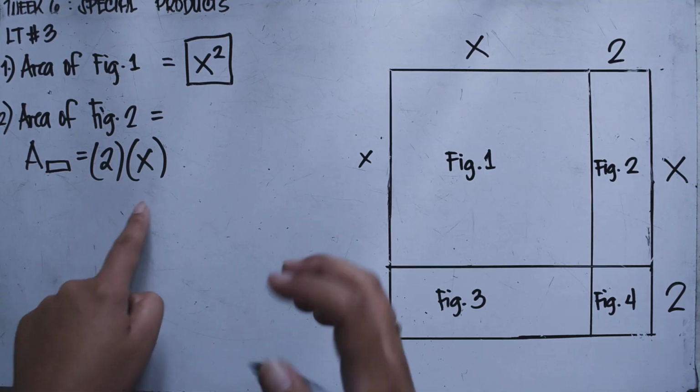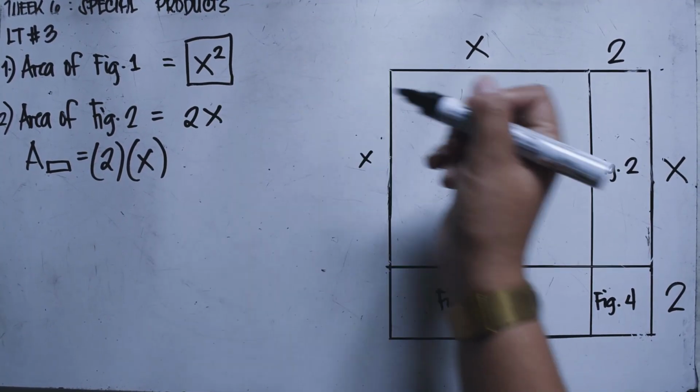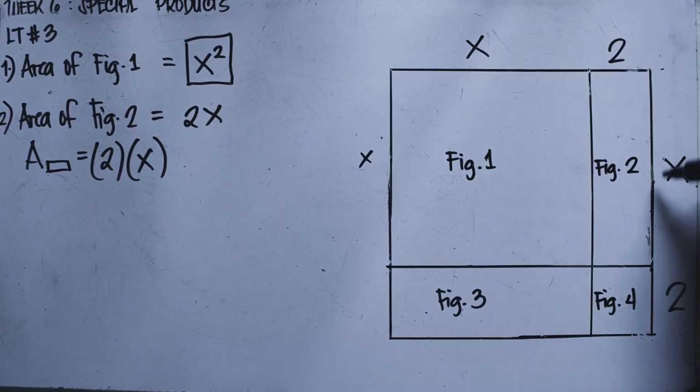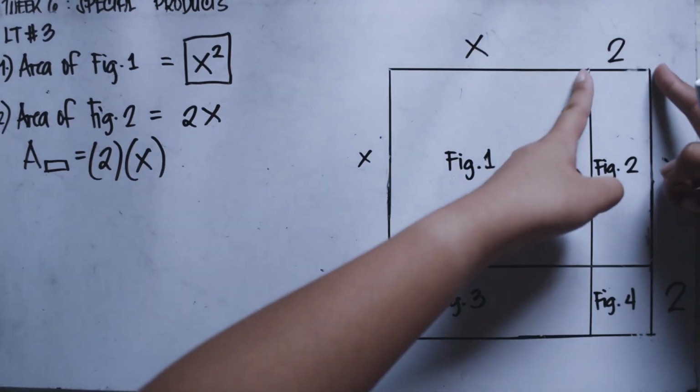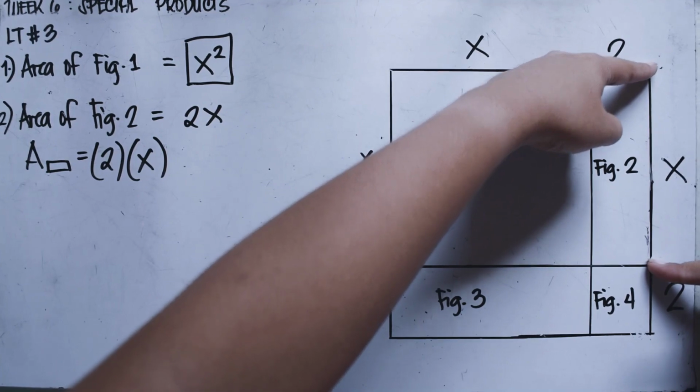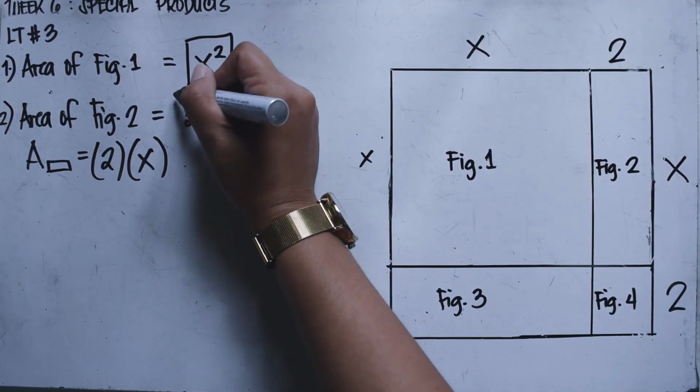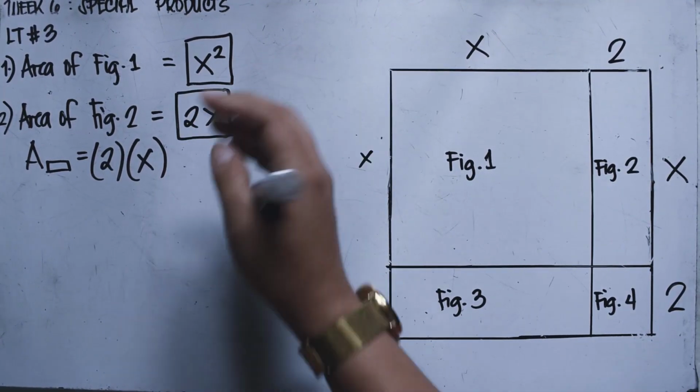So therefore, 2 times x, napakadali, 2x. So yun na po agad yung area ng ating figure 2. Nakuha kasi ito yung haba nito, which is 2. Ang haba naman nito ay x. Nakuha. So 2 times x or simply 2x. So ito na po agad yung sagot sa number 2.